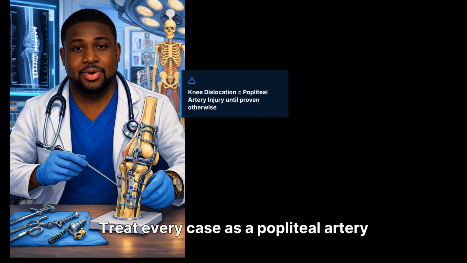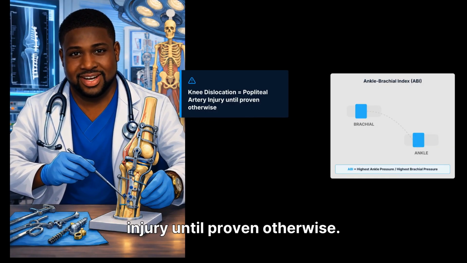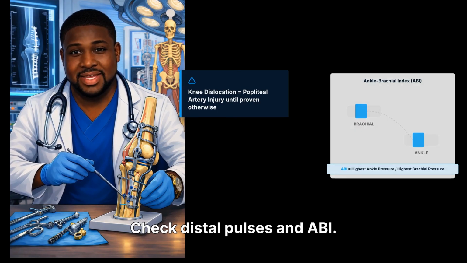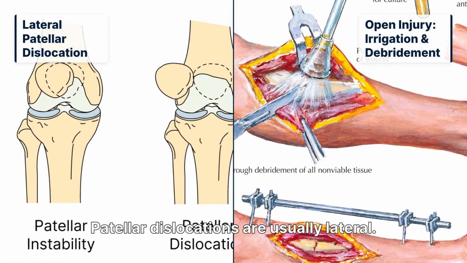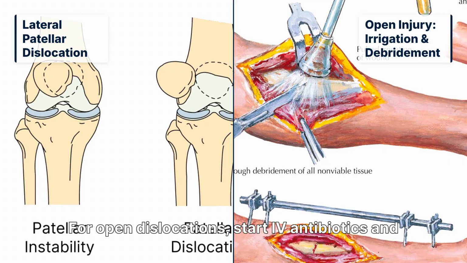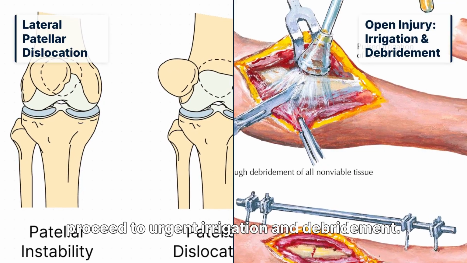Treat every case as a popliteal artery injury until proven otherwise. Check distal pulses and ABI. Patellar dislocations are usually lateral. For open dislocations, start IV antibiotics and proceed to urgent irrigation and debridement.